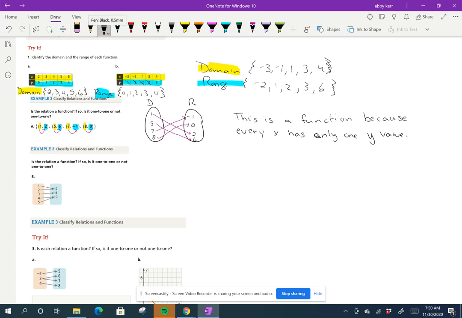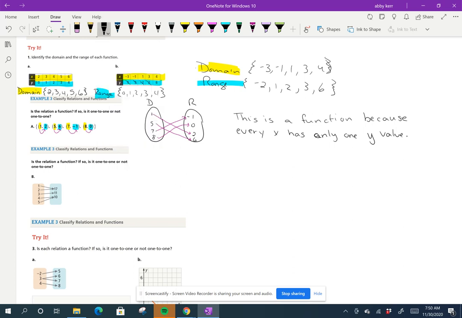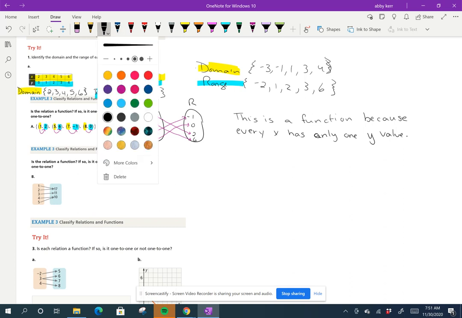Now notice it says, is it 1 to 1? So if you look, the domain of 1 has 2. The domain of 5 has 6. The domain of 7 has -1. Domain of 8 goes to 0. So this is classified as 1 to 1. Each domain has one range, and it's a different range. So there's no y value that's shared. So this is a 1 to 1.